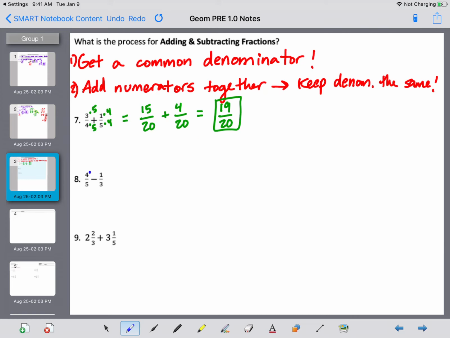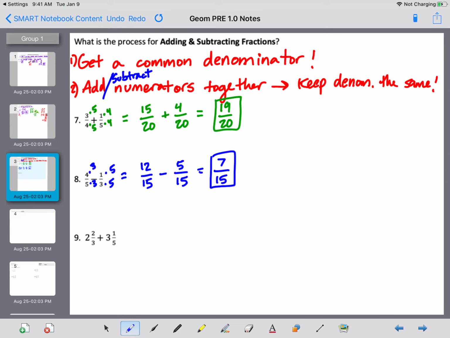So 5 and 3 are our denominators, so we're going to multiply the first fraction by 3 and the second fraction by 5. So this becomes 12 over 15 minus 5 over 15. Okay, and I should probably note here that you add or subtract the numerators depending on the sign. But in this case, 12 minus 5 is 7, and then that stays over 15. And 7 and 15 cannot be simplified, so that's our answer there.